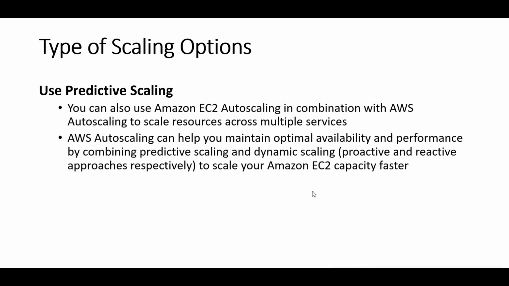Next is predictive scaling. You can also use Amazon EC2 auto scaling in combination with AWS auto scaling to scale resources across multiple services. AWS auto scaling can help you maintain optimal availability and performance by combining predictive scaling and dynamic scaling, so, proactive and reactive approaches, respectively, to scale your Amazon EC2 capacity faster.